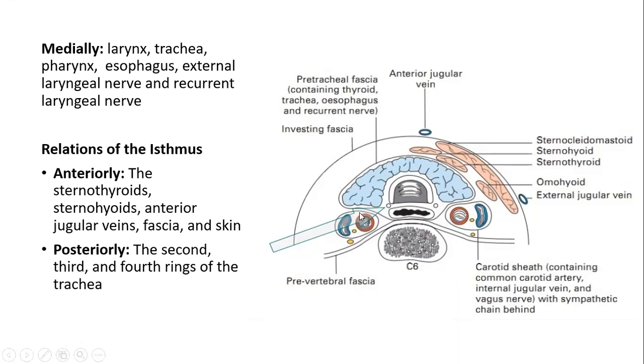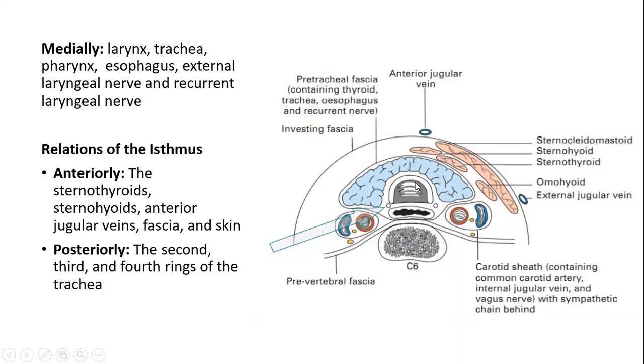On the posterior relations, as we saw already, this is the common carotid artery, internal jugular vein as well as the vagus nerve, all covered by the sheath called the carotid sheath on either side. Carotid sheath containing the common carotid artery, internal jugular vein and the vagus nerve, with the sympathetic chain behind. These are very important relations. Then anteriorly we saw that there is sternocleidomastoid, sternohyoid, sternothyroid, omohyoid. This is the cross section of the neck where you can appreciate all the relations.